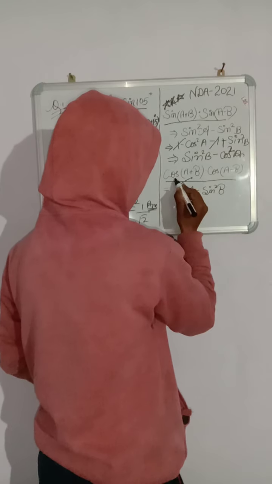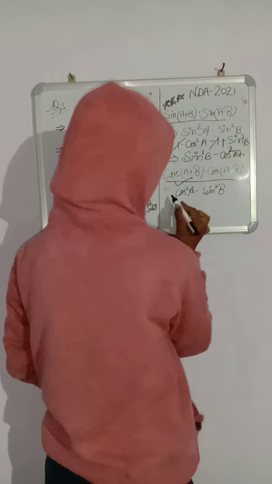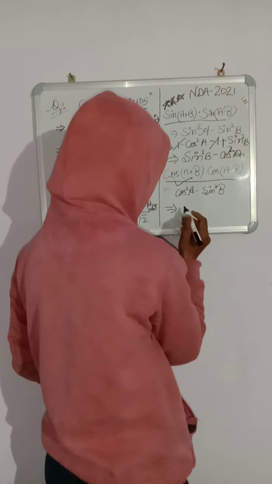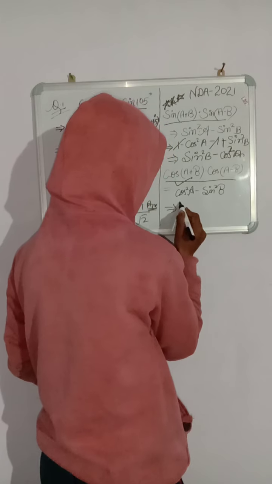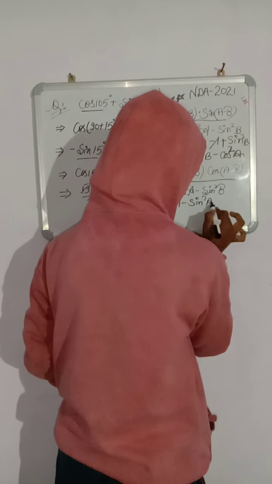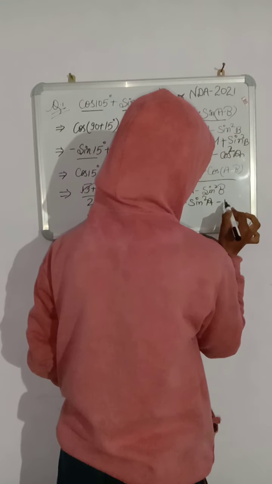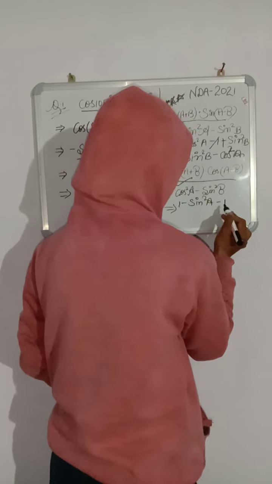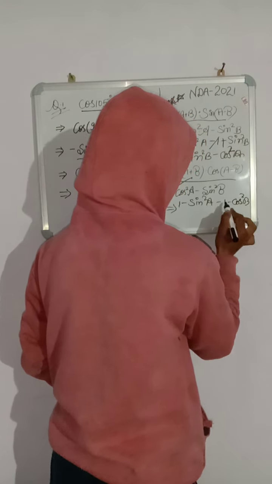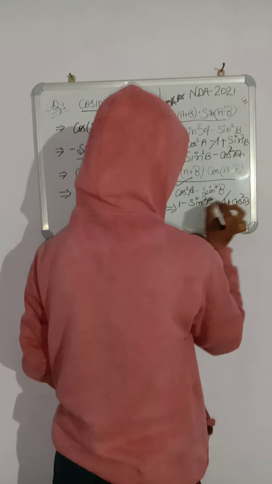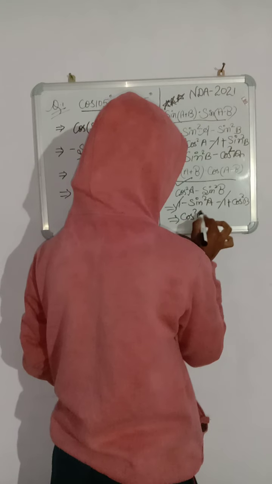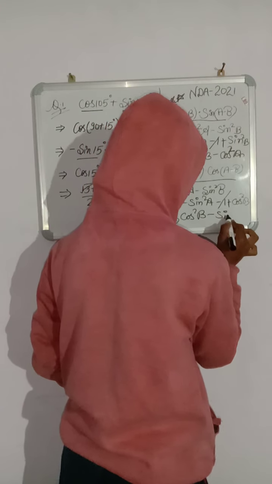So guys, cos(a plus b) into cos(a minus b) is equal to cos square a minus sin square b. Similarly, in this way you can get a new formula: cos square a is 1 minus sin square a and sin square b is 1 minus cos square b. Due to the minus sign, this will be plus, and the result is cos square b minus sin square b.